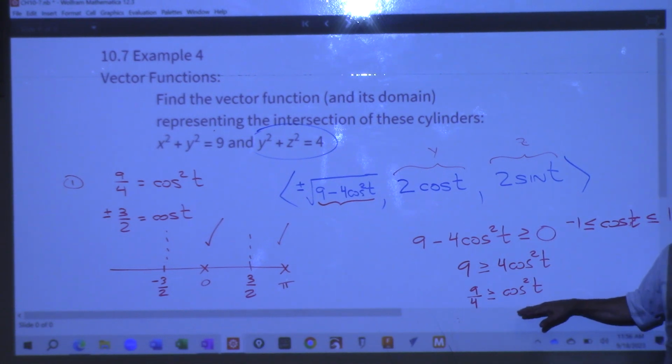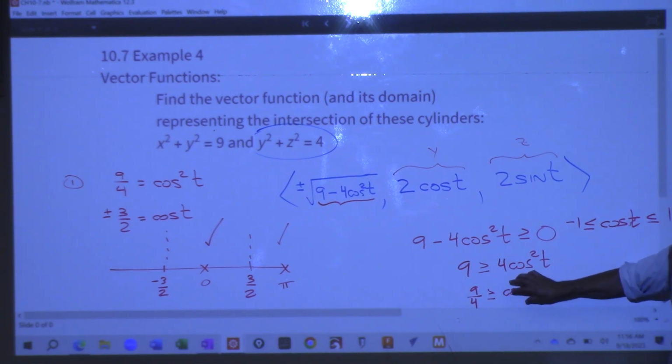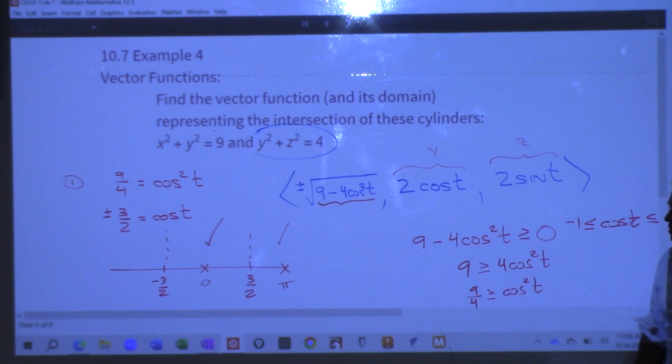So you could have seen it here, that this right side is always between 0 and 1, and therefore that's always true. Which means there's no domain restriction here, right? You can use all real numbers, it'll just keep drawing those things over and over and over. Do y'all remember I said two students did this two different ways?